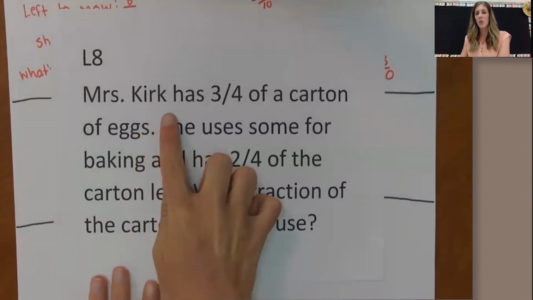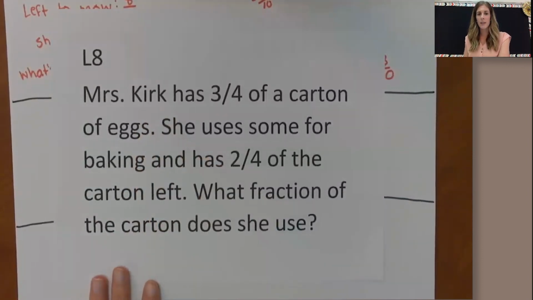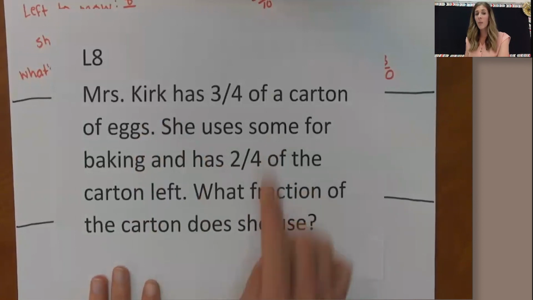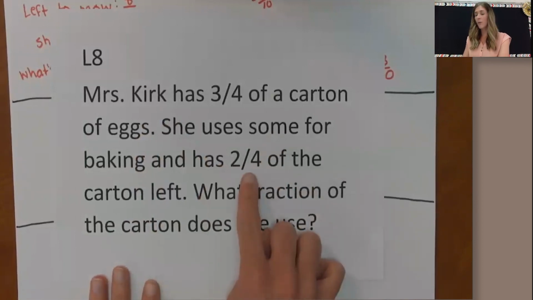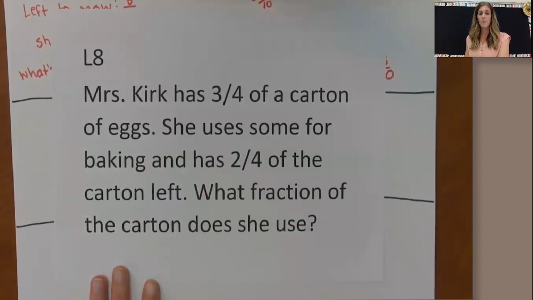Mrs. Kirk has 3/4 of a carton of eggs. She uses some for baking and has 2/4 of the carton left. What fraction of the carton does she use? So let's think about that for a minute. What do we know? What do we need to know? So let's go through and look.